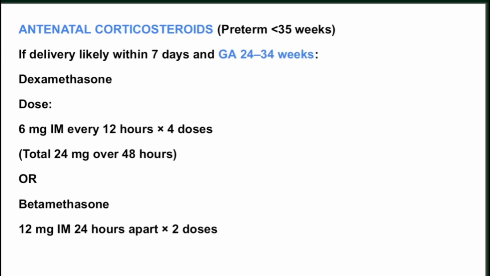We can also put the patients on corticosteroids such as dexamethasone, 6 milligrams IM every 12 hours, at least 4 doses, total 24 mg over 48 hours. And we put these patients on corticosteroids if they come in with a gestation less than 35 weeks. Okay, in some cases, we can use betamethasone at least 12 milligrams IM 24 hourly, at least 2 doses, but in most cases we use dexamethasone in our setting.